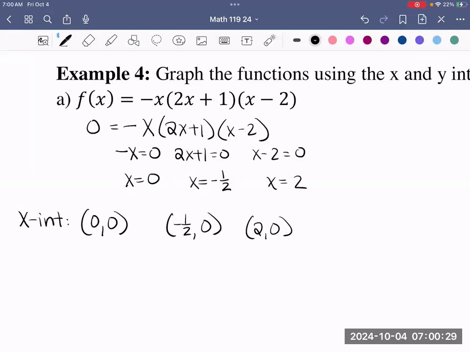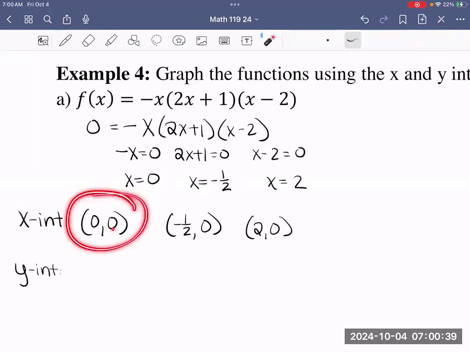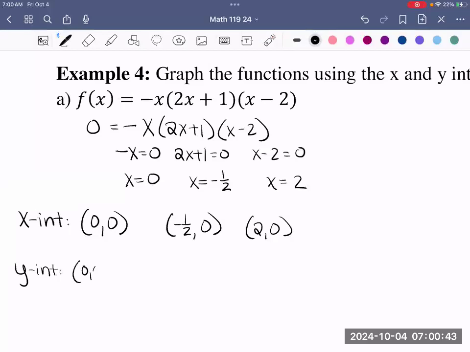Now it does ask you to graph your y-intercept as well. Now, how do we find your y-intercept? Sometimes you may have already found your y-intercept. Anytime your x value is 0, we have your y-intercept. So we found it here, but let's say we didn't. For your x-intercept, we plug y in for 0, or f of x in for 0. For your y-intercept, we plug x in for 0.